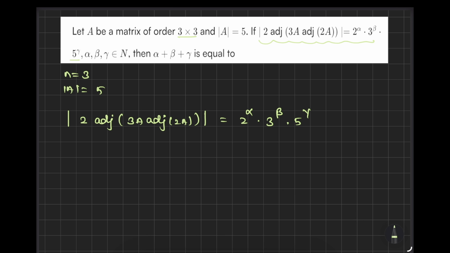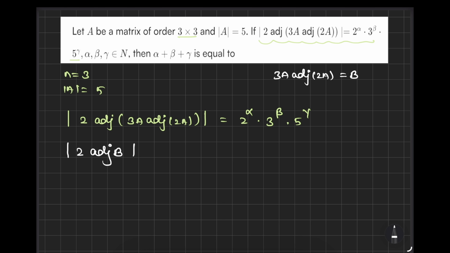While we have solved so many questions, you know that it was written adjoint some number, adjoint some number, adjoint some number. But here they have introduced a matrix A. So this is a little bit complicated problem. For the time being, what you have to do, assume the whole thing as a matrix. Okay. So what we will do, we will take 3A adjoint 2A as B. Okay, so can I write down this thing as 2 times adjoint B?